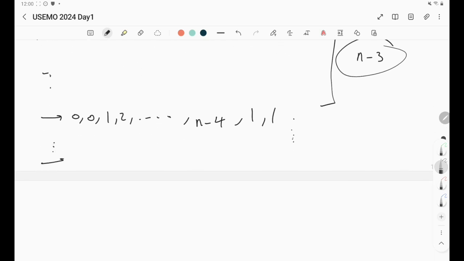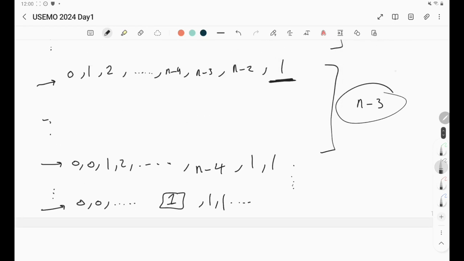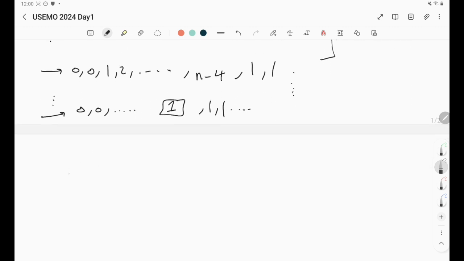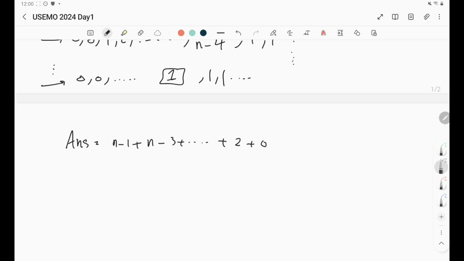In fact, at the end, you can see each time that it's 0 here, 1 here, 0 here, 1 here. And because the number of numbers is odd, at the end we're just going to have a bunch of zeros and a bunch of ones here. And the number in the middle will be just 1. So you can easily see that we can keep doing this till we get 0. So basically, our answer here, the number of operations, is just n minus 1 plus n minus 3, and so on, till plus 2 plus 0. So we're just adding the even numbers, right?